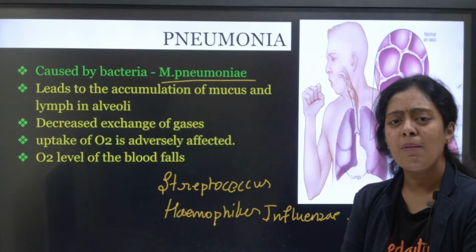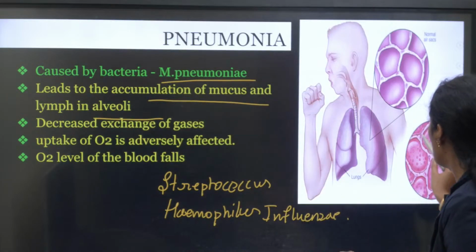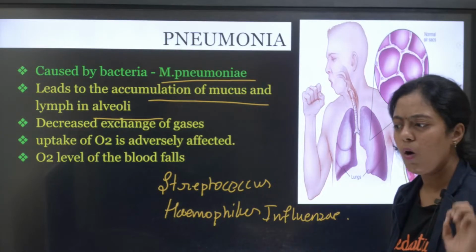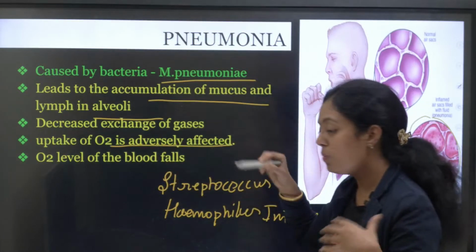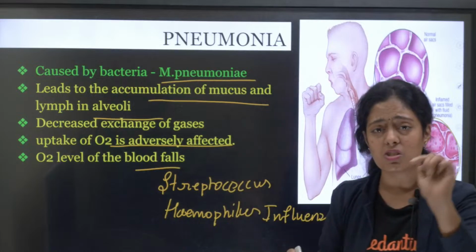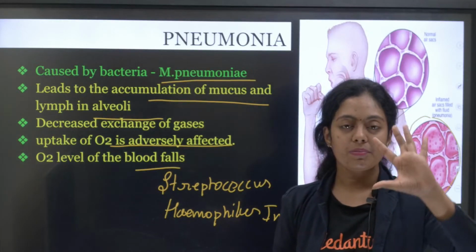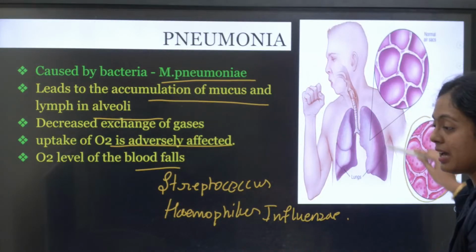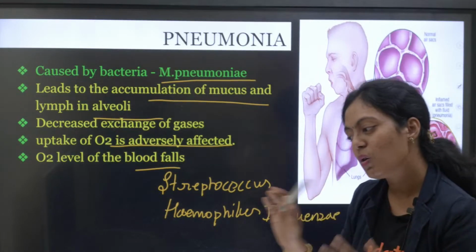It is going to lead to accumulation of mucus and lymph in the alveoli. Okay, you can see these inflamed air sacs filled with fluid in pneumonia. There will be decreased exchange of gases, uptake of oxygen is adversely affected, and the oxygen level, that is the oxygen saturation, drops adversely. One of the symptoms of your COVID was this pneumonia. Influenza virus also causes pneumonia.